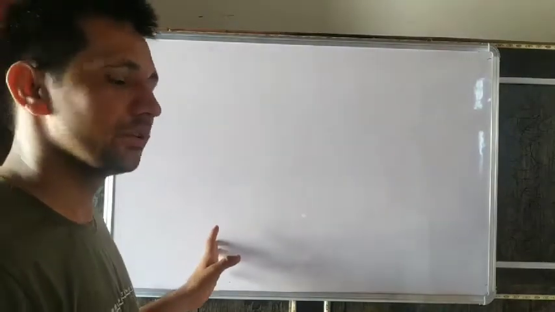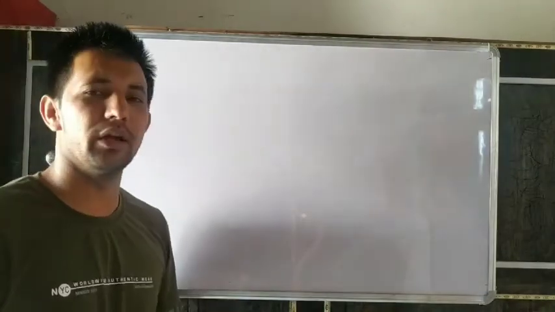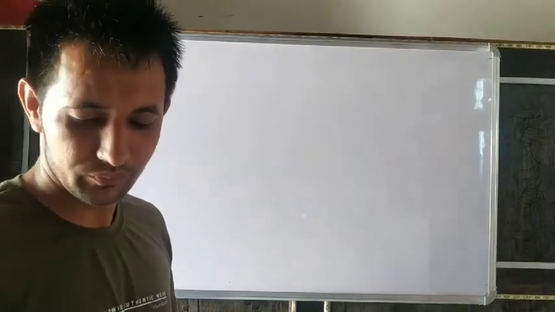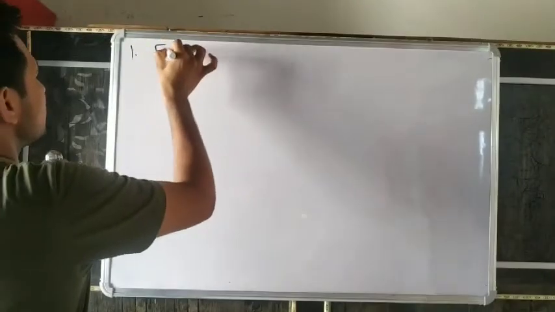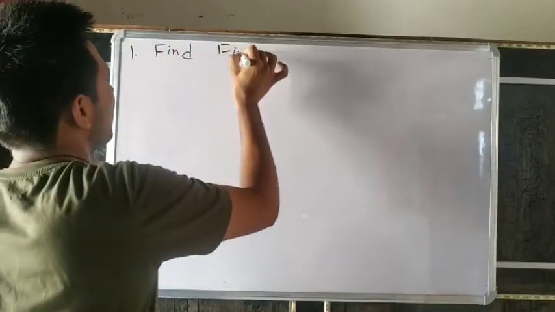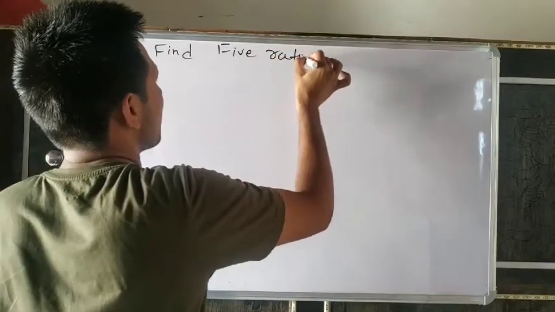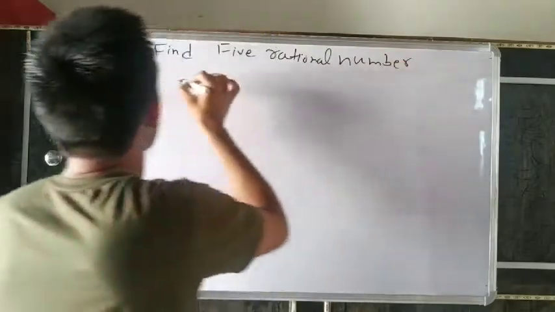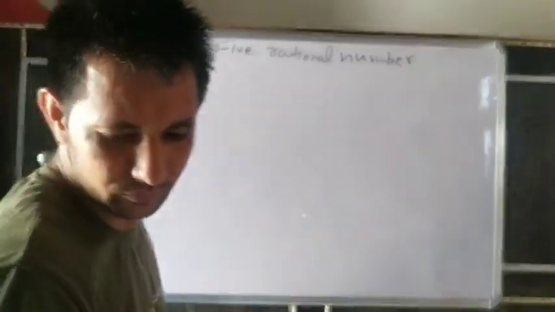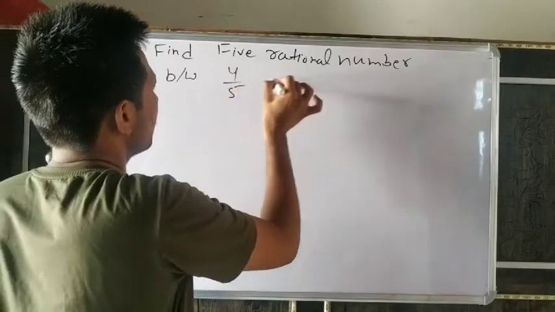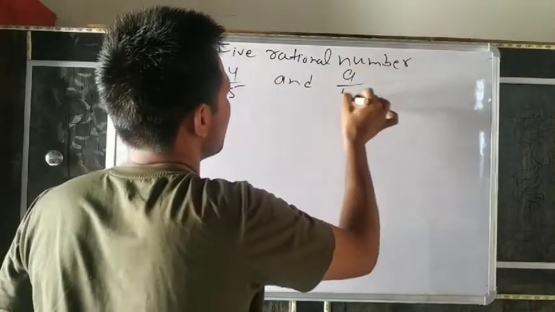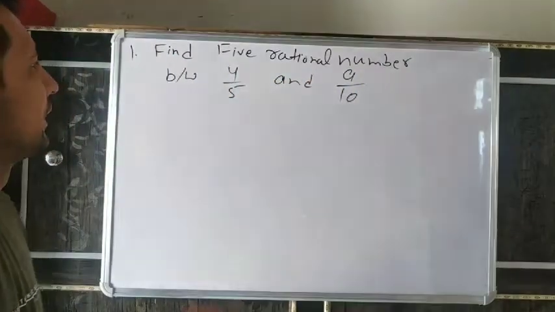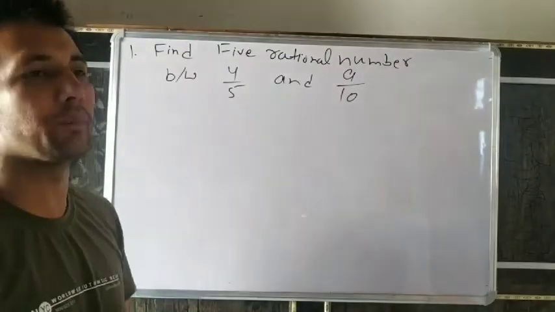Today, in this video, we are discussing the test which was conducted yesterday. The first question was: find 5 rational numbers between 4/5 and 9/10. Find 5 rational numbers between 4/5 and 9/10.